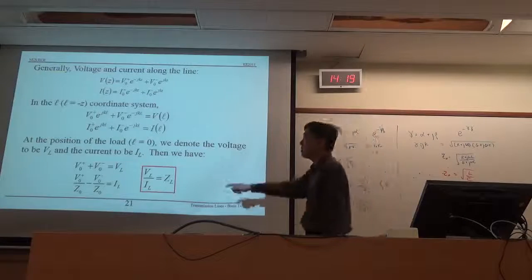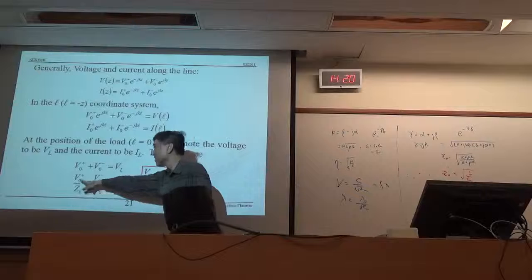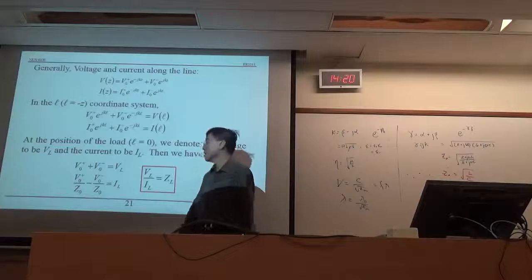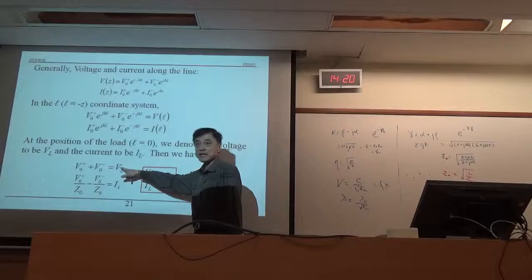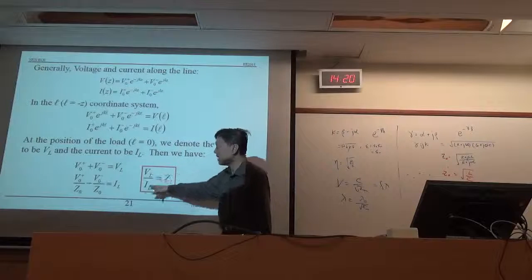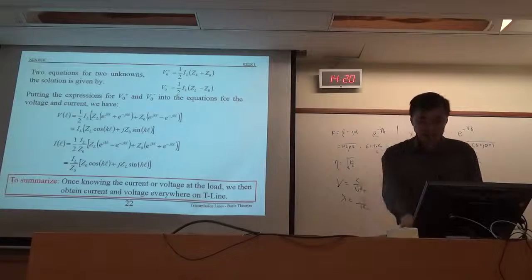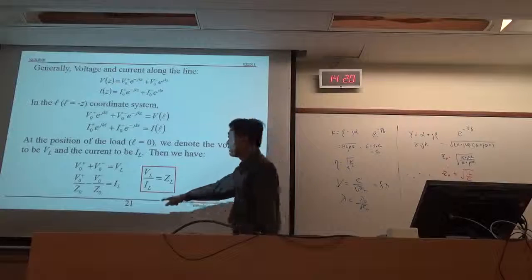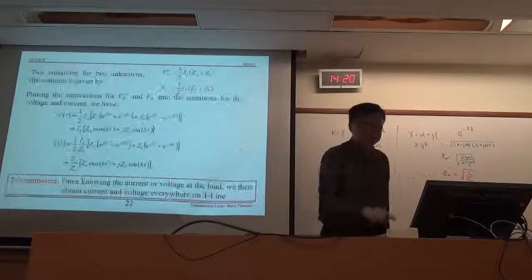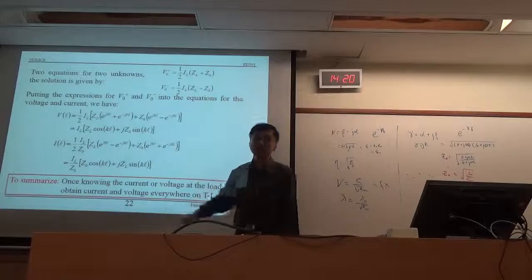So you substitute L equal to 0 here, and you get V0 plus plus V0 minus equal to VL, and V0 plus over Z0 minus V0 minus over Z0 equal to IL. This is the voltage at the load, this is the current at the load. And according to Ohm's law, VL over IL is equal to ZL. Then you solve these two equations for V0 plus and V0 minus. This is what you get for V0 plus and V0 minus.